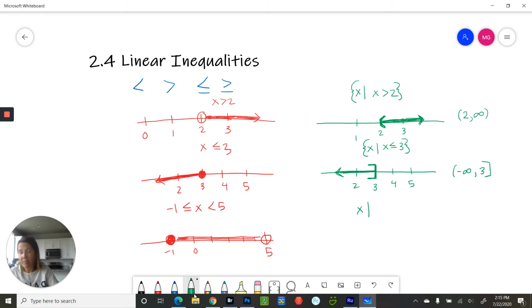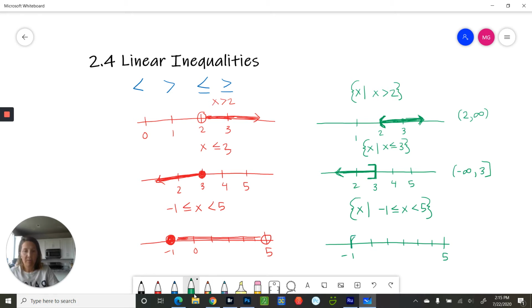x, where -1 is less than or equal to x, which is less than 5. And you have it in your set notation. Now when you draw it on here, you'd have your -1, 0, 1, 2, 3, 4, 5. And this is what you would have, where -1 is included, sorry.